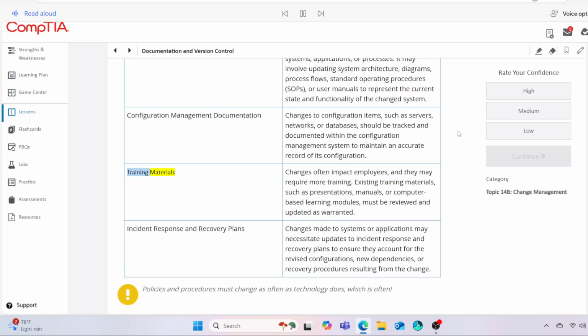Training materials. Changes often impact employees, and they may require more training. Existing training materials, such as presentations, manuals, or computer-based learning modules, must be reviewed and updated as warranted. Incident response and recovery plans. Changes made to systems or applications may necessitate updates to incident response and recovery plans to ensure they account for the revised configurations, new dependencies, or recovery procedures resulting from the change. Policies and procedures must change as often as technology does, which is often.